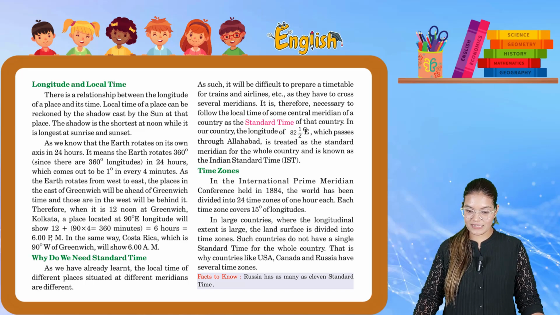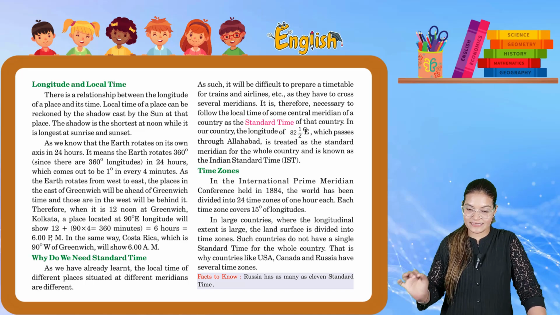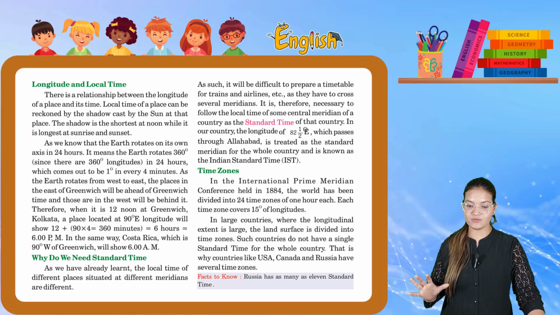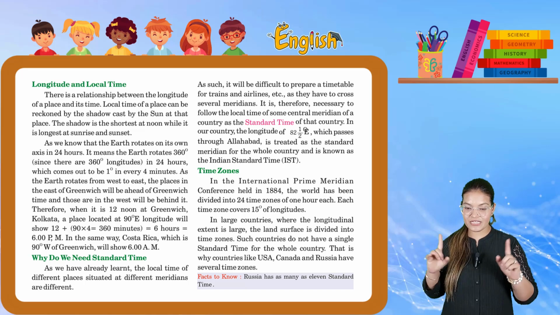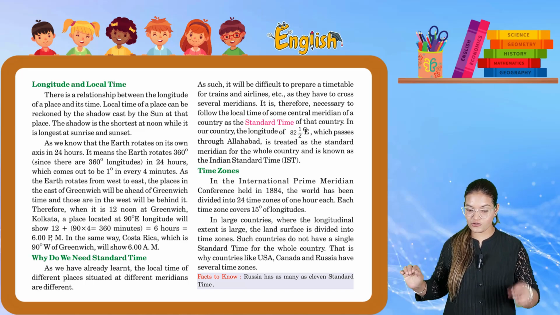Now, last topic is time zone. In the International Prime Meridian Conference held in 1884, the world was divided into 24 time zones of 1 hour each. So, each time zone covers 15 degrees of longitude. ठीक है, इतने 15 degree longitudes cover करता है.